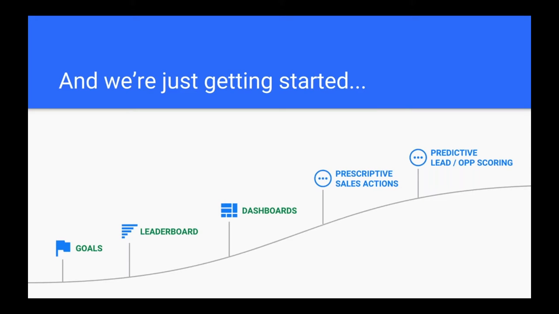So we're also planning on working on and releasing prescriptive sales actions, so we can analyze your previous actions and what activities lead to sales, so we can give you better prescriptive recommended actions to help you close more deals. And also predictive lead and opportunity scoring, so that we know what are the outliers, what are the good leads that we should focus on, and opportunities, and what are the ones in danger.